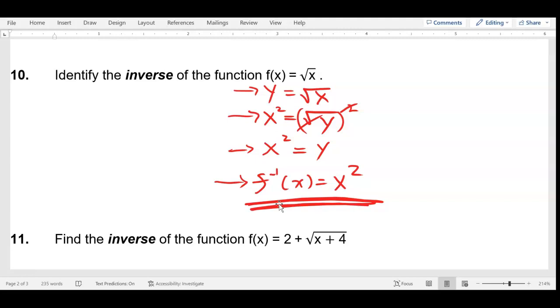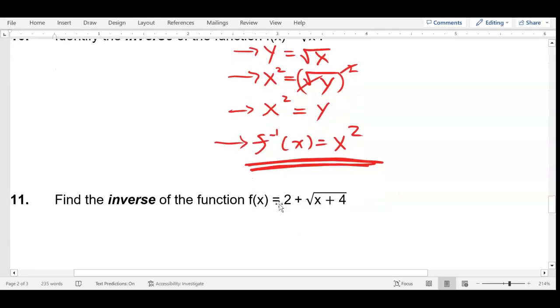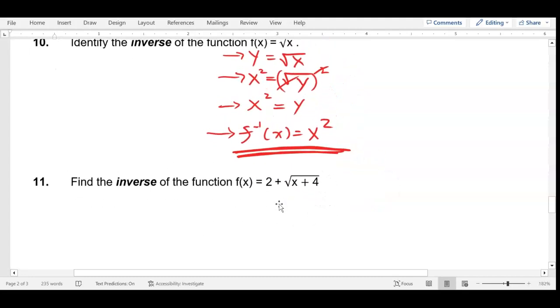Please do remember, don't forget the steps. F of x becomes y. Switch x and y. Solve for y. Write it as an inverse function. Let's do that again on a longer type of problem, number 11.